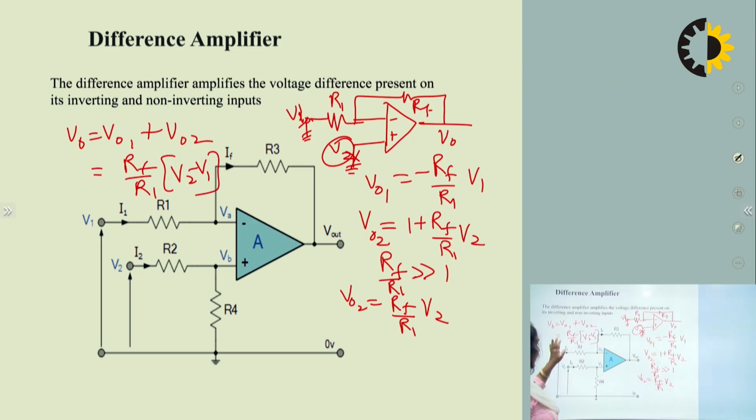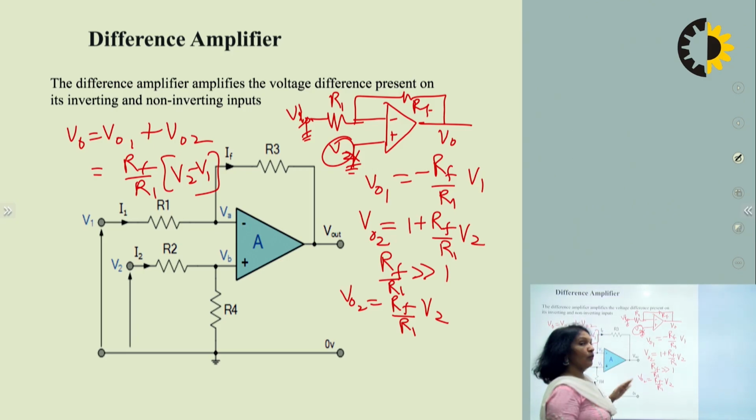So here you can see that with this circuit, when we are applying signal to both terminals, the inverting terminal as well as the non-inverting terminal, then the output will be equal to the difference of these two voltages multiplied by the gain of the amplifier. So gain is given by RF by R1.